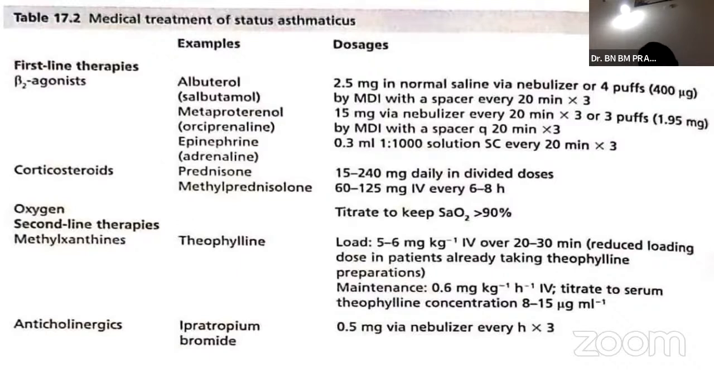And anticholinergic drugs in the acute situation: ipratropium bromide is used 0.5 milligram via nebulizer every hour, to be given for 3 doses.